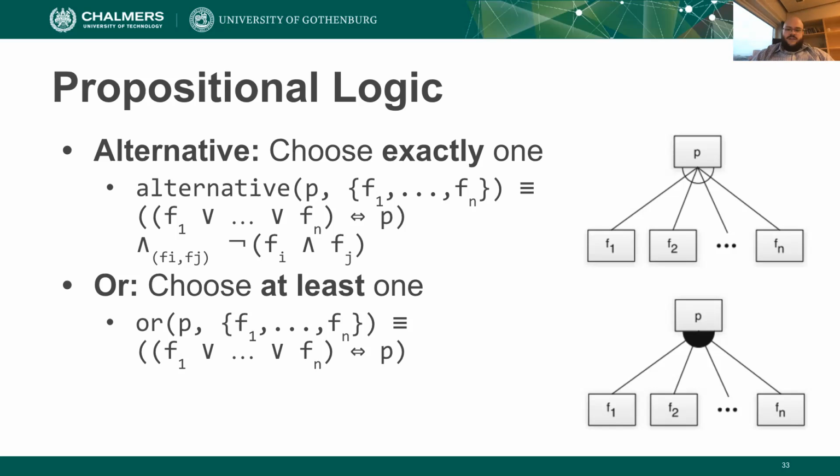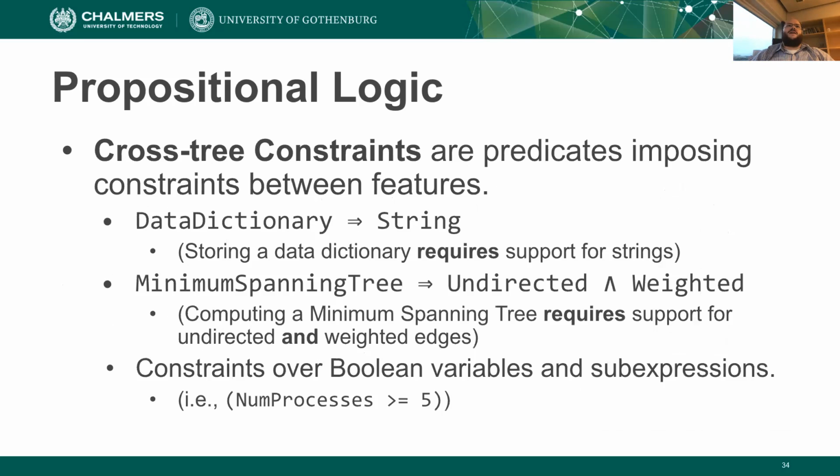All right, so we have these propositional formulae. In addition to the graphical structures, we can also impose general constraints, and we call these cross-tree constraints. These are implications between features located in different parts of the feature hierarchy.